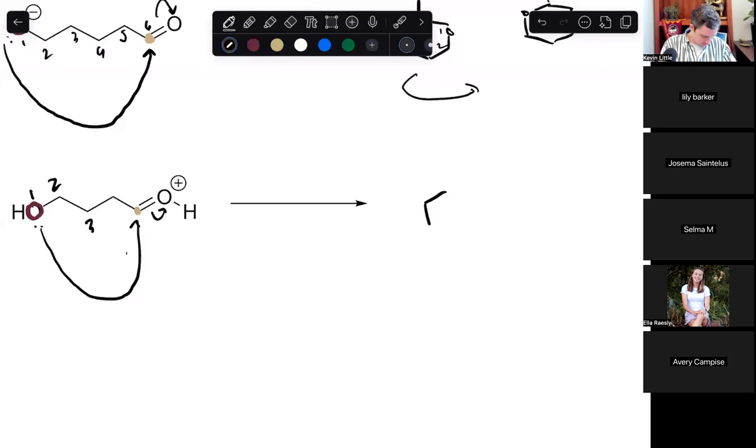1, 2, 3, 4, 5. So now my ring is only 5 big. I have an oxygen in it because 1 is an oxygen, and it's bound to 5, 4, 3, 2. There's a hydrogen on 1, and on 5 is an OH. That's gained electrons from this double bond.